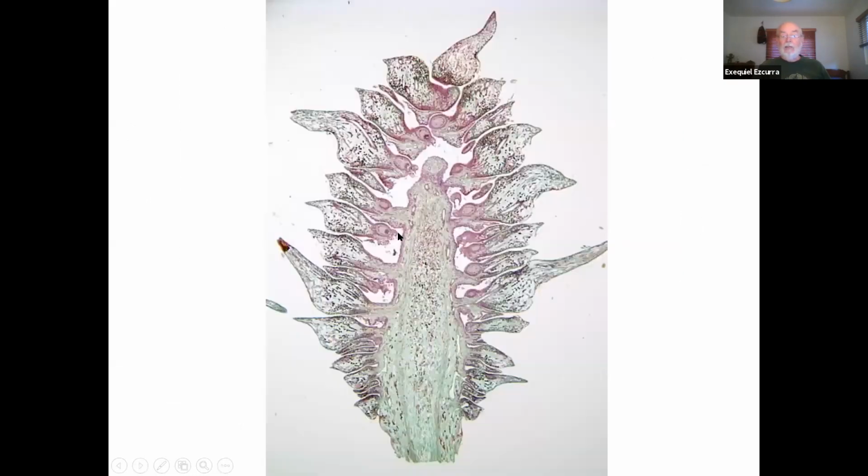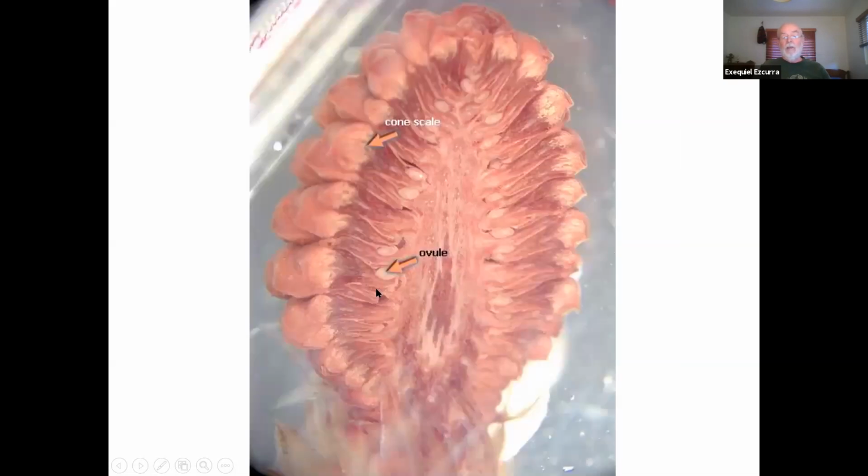Here we have a cross-section of a gymnosperm cone. You can see the embryos that have developed from the ovules that were here, and you can see the central stem and the bracts. You can also see in this illustration that the cones are really very shortened stems. You can see the stem with the bracts coming out and the sexual parts on the bracts themselves, subtended or supported by the bracts.